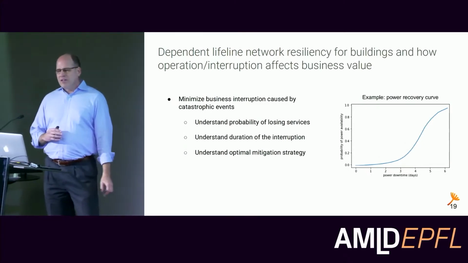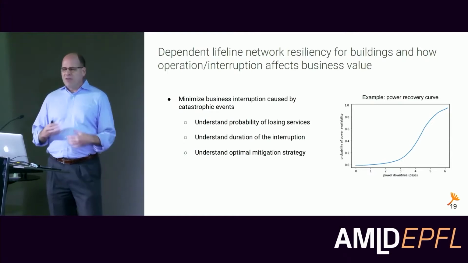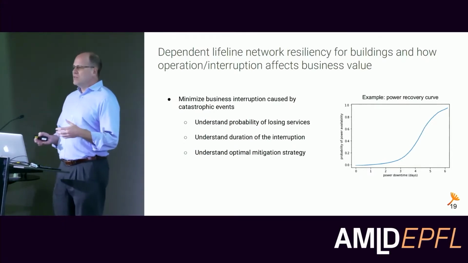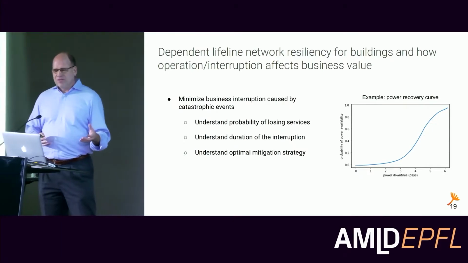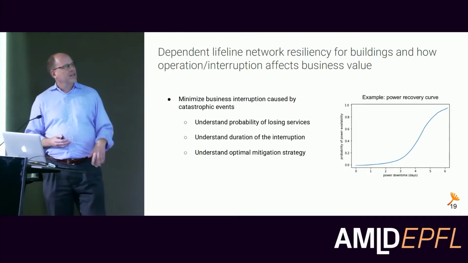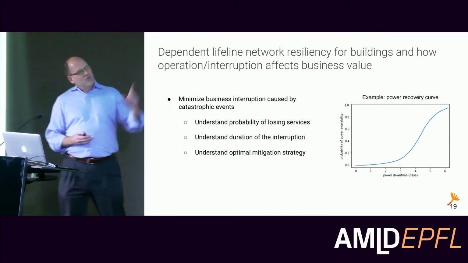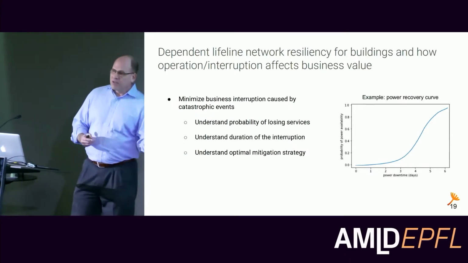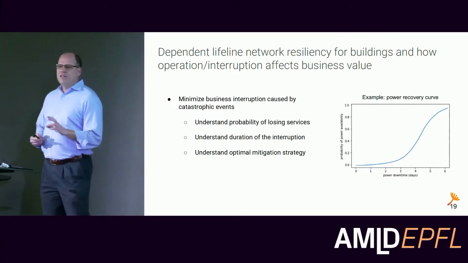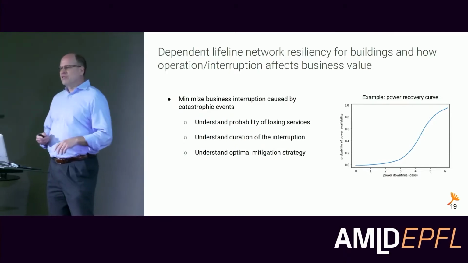Now the question for these dependent lifeline networks is how is the interruption to those dependent networks affecting business value? So these are all the things we're going to talk about. I won't really discuss it in this presentation, but optimal mitigation is actually another machine learning application that we're focused on.